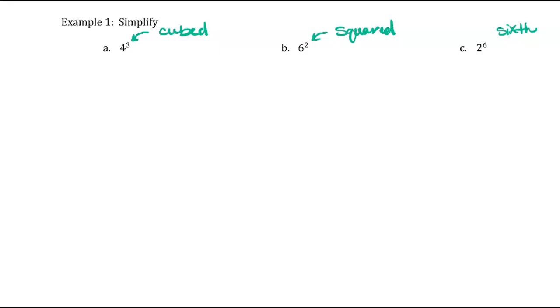Let's simplify part A, and I will leave B and C for you to work on. In part A, we have 4 raised to an exponent of 3, or 4 cubed. That is 4 times 4 times 4. 4 times 4 is 16, times another 4 is 64. So 4 cubed is 64. Let's jog over to example 2.